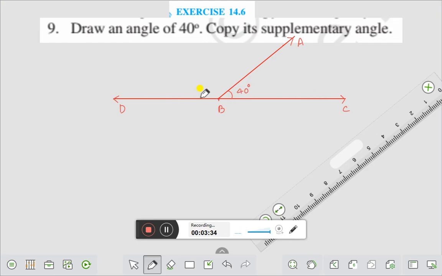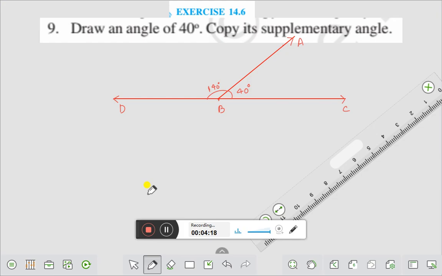Therefore, this angle will be 140 degree. This is 140 degree, right? The question was, draw an angle of 40 degree. We have made an angle of 40 degree, that is angle ABC, and angle ABD is equal to 140 degree. Copy its supplementary angle. The supplementary angle of ABC is angle ABD, right? That means you have to copy this supplementary angle, that is 140 degree, right?